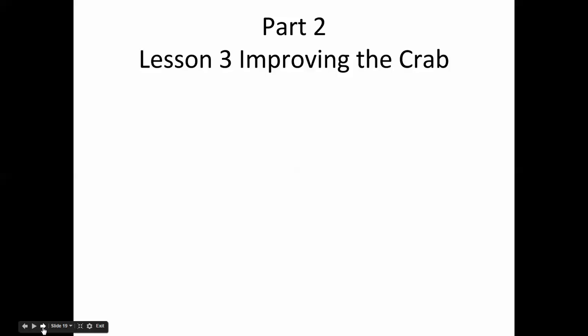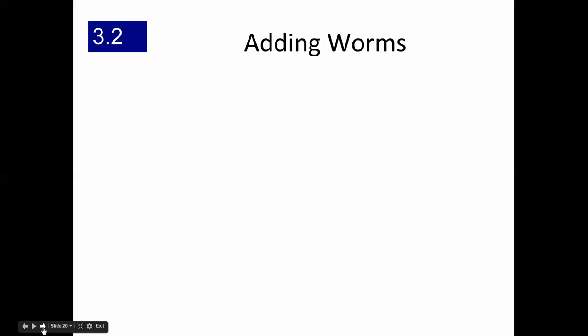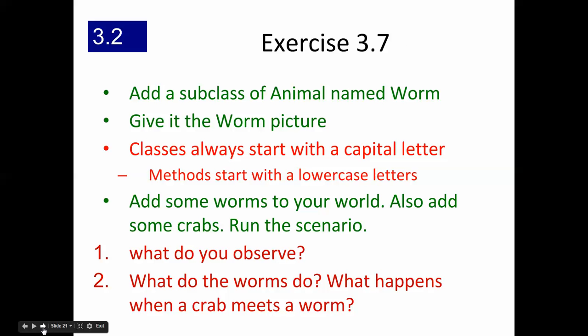Alright, now we're ready to add some worms, because crabs love to eat worms. So we're going to add a subclass of animal named Worm, and give it the worm picture. Classes always start with a capital letter. Methods start with lowercase letters. Okay, add some worms to your world. Also add some crabs. Run the scenario. What do you observe? What do the worms do? What happens when a crab meets a worm?